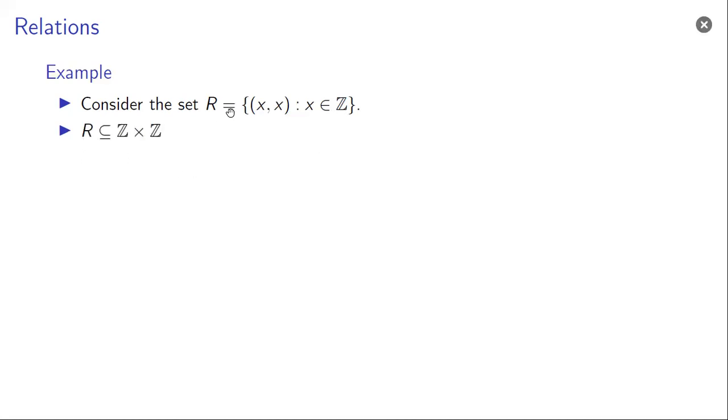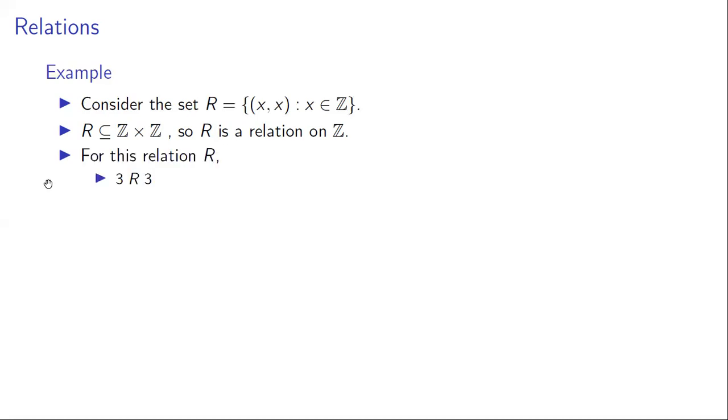Now, this set R is a subset of Z cross Z. Z cross Z includes all possible ordered pairs made from integers, right? Like 2, 1, 1, 2, and so on and so on. But R is a subset of Z cross Z. So therefore, R is a relation on Z. Now we cannot draw a picture of this relation because the picture would have to have an infinite size, because it includes an infinite number of elements.